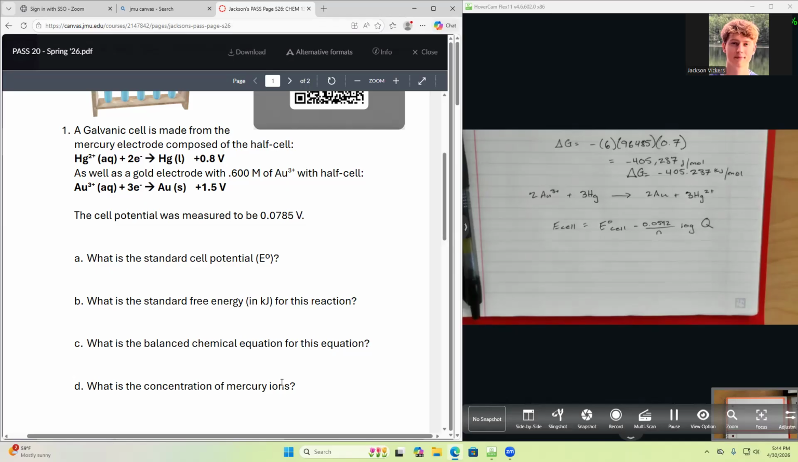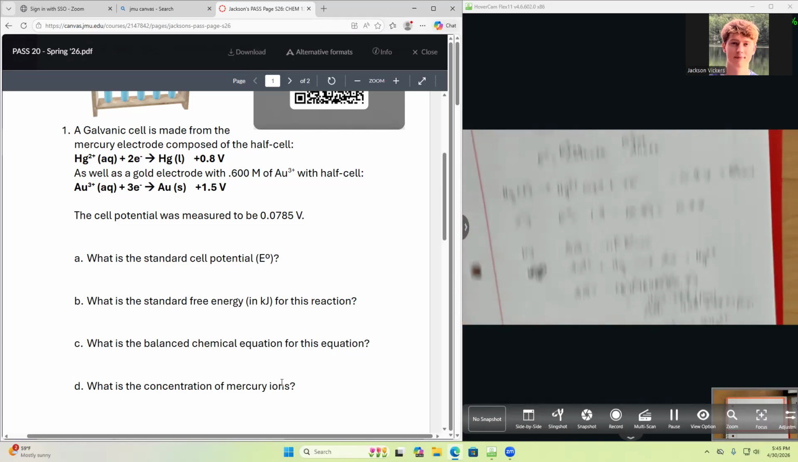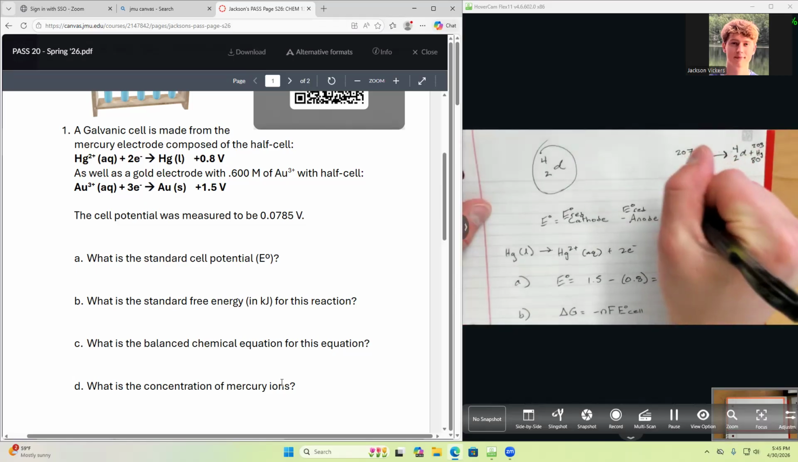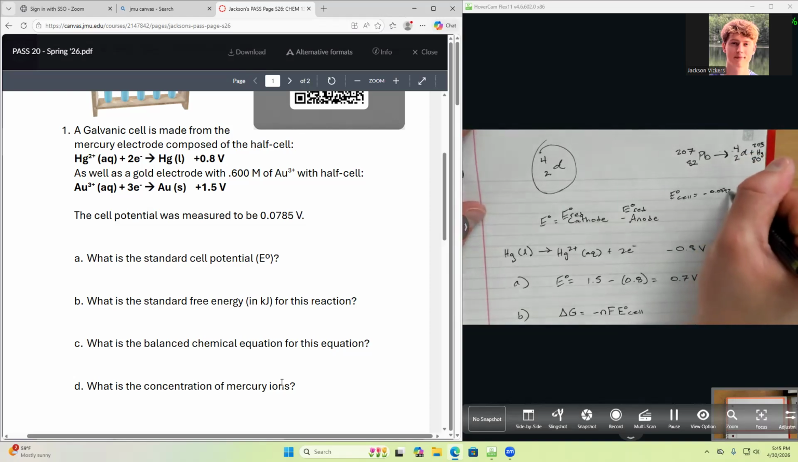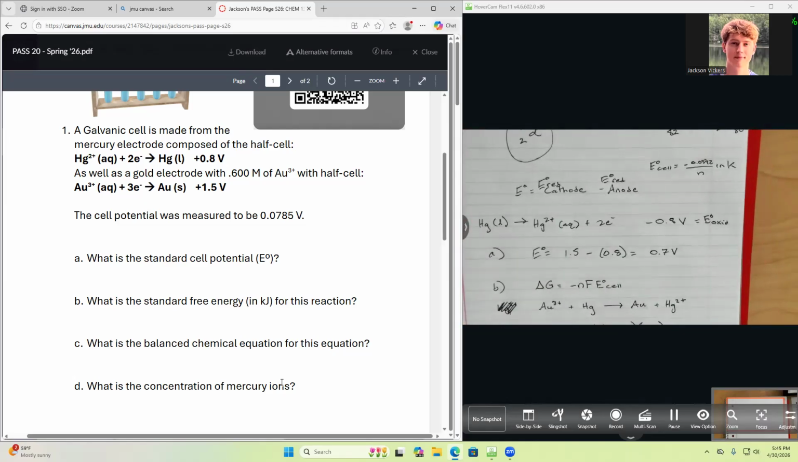Do you guys have a formula sheet copy with you? Because whatever that is, that's the one to use. Is the one where it's just E cell standard equals something a different one than this one? I think so. Is the one that you're talking about like this, where you have E standard cell equals negative 0.0592 over n ln K? Yeah. Does that look like it? Okay.